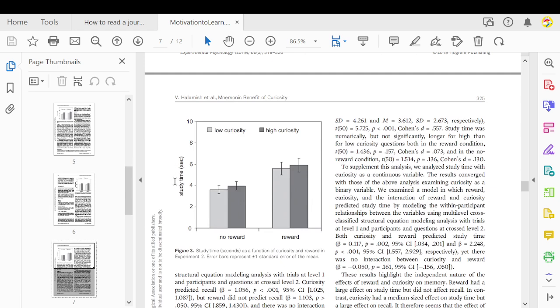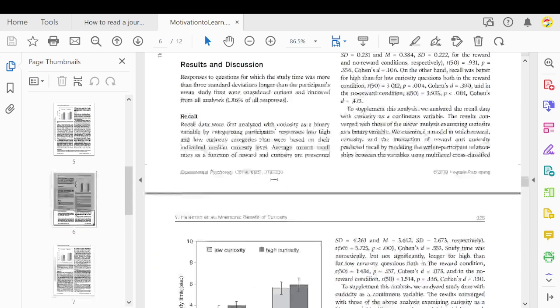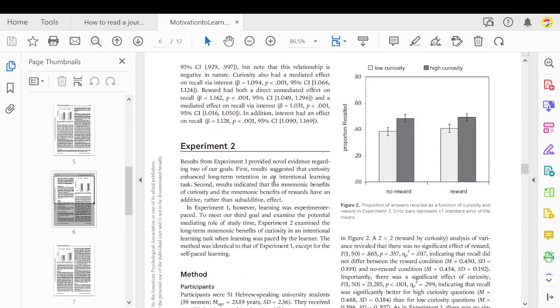Because this was a self-paced experiment, they could also look at the amount of time participants spent studying the specific trivia questions based on no reward versus reward and low curiosity versus high curiosity. You can see that reward is a big motivator to get people to study the information longer, although it doesn't have a major effect on their outcome, right? The reward didn't actually do better than no reward.